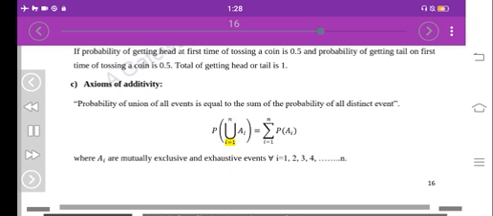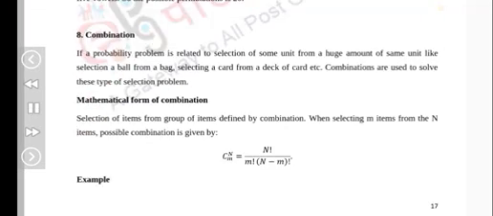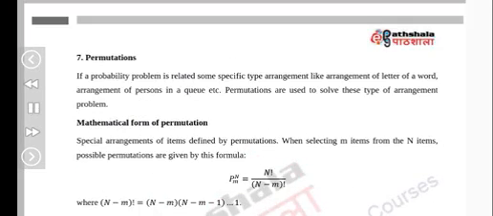Sum from i equals 1 to n of P(A_i), where A_i are mutually exclusive and exhaustive events for all i equals 1, 2, 3, 4, up to n.